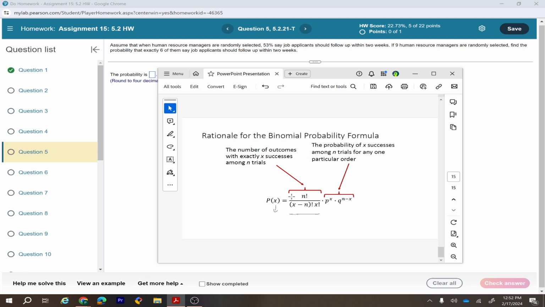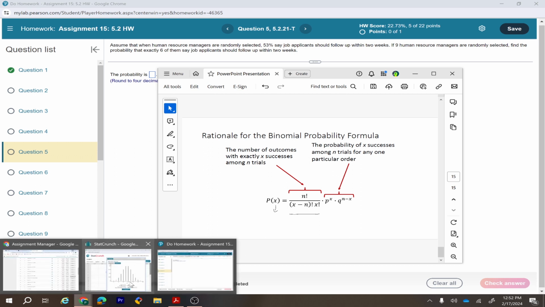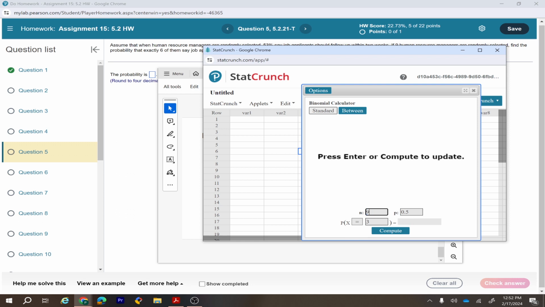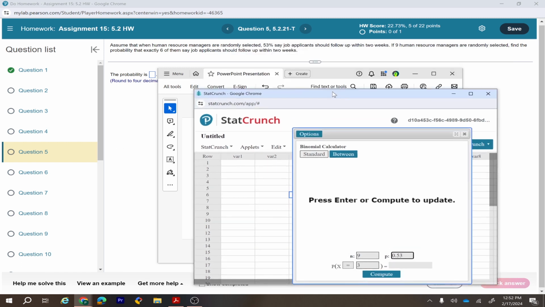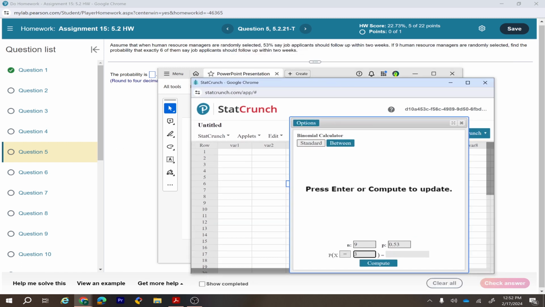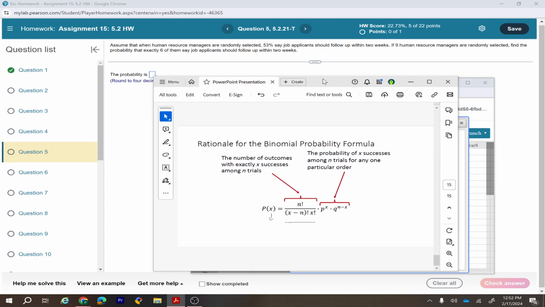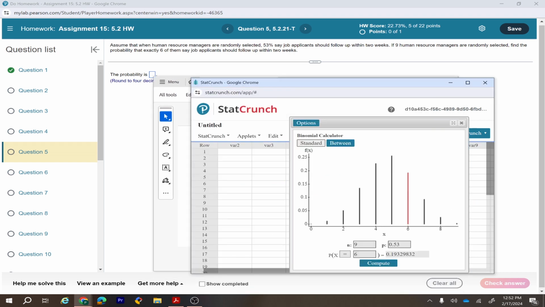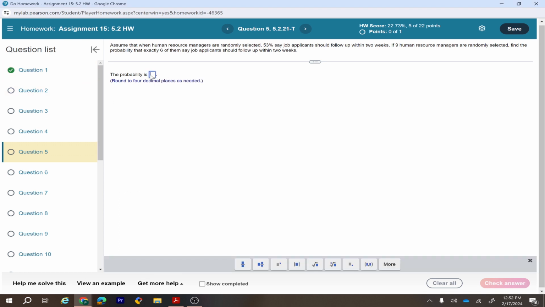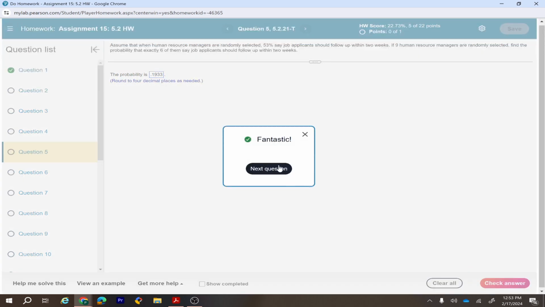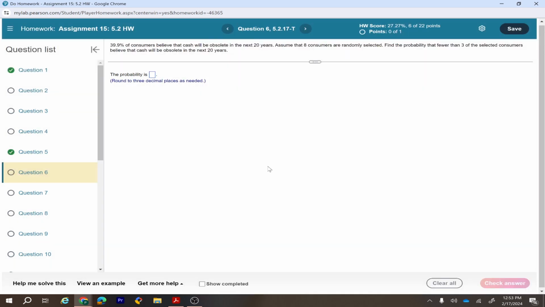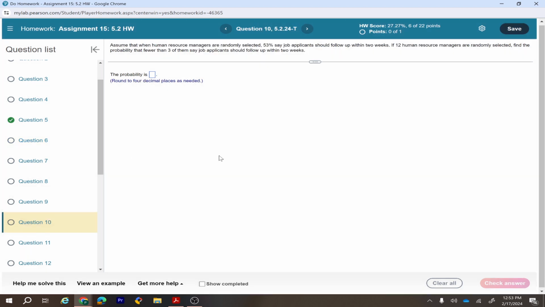So we can use this formula manually, or we can go to StatCrunch and fill out this form. The value of n is 9. The probability of success is 53%, so it's 0.53. And then we would like to find out the probability when x is exactly 6. If you round it to 4 decimal places, the answer would be 0.1933. So finding binomial probability is very easy using StatCrunch. I'm going to try the next problem.